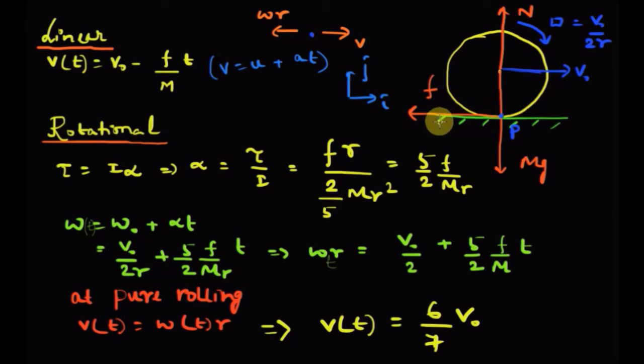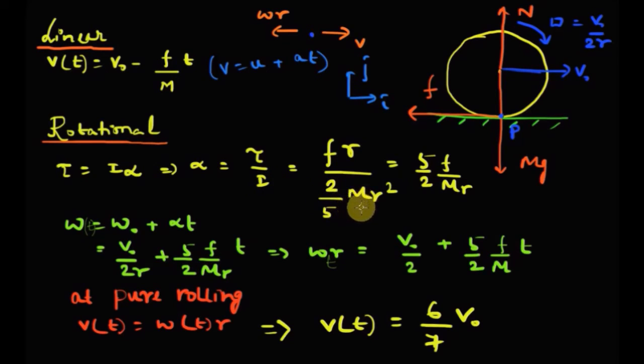Now what will be the torque? The torque will be given by force of friction into r, which is the perpendicular distance of this force from the center about which the object is rotating. So alpha will be Fr divided by I. Now we saw in our last video that for a sphere, the moment of inertia is given by 2 by 5 mr square.